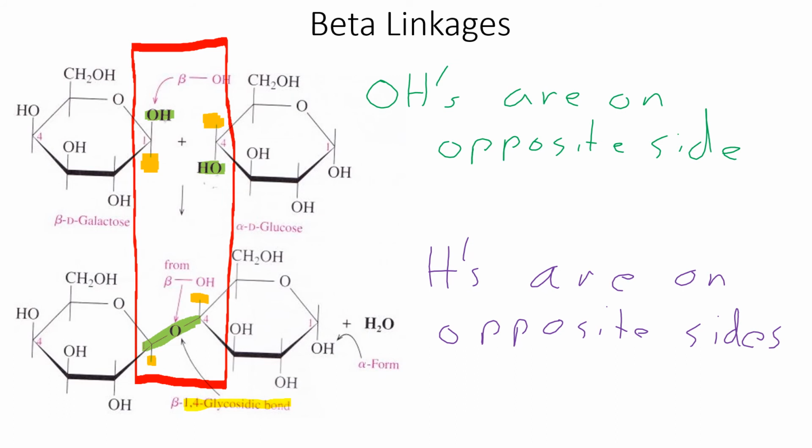But what we're going to see in a little bit is it's very important that we know the difference between an alpha linkage and a beta linkage, because alpha versus beta is going to mean an awful lot in terms of how these disaccharides and polysaccharides end up getting processed, broken down, and dealt with. So alpha: same side for OHs, same side for Hs. Beta: opposite sides for OHs, opposite sides for your hydrogens. That's how you want to be able to distinguish and tell these apart.